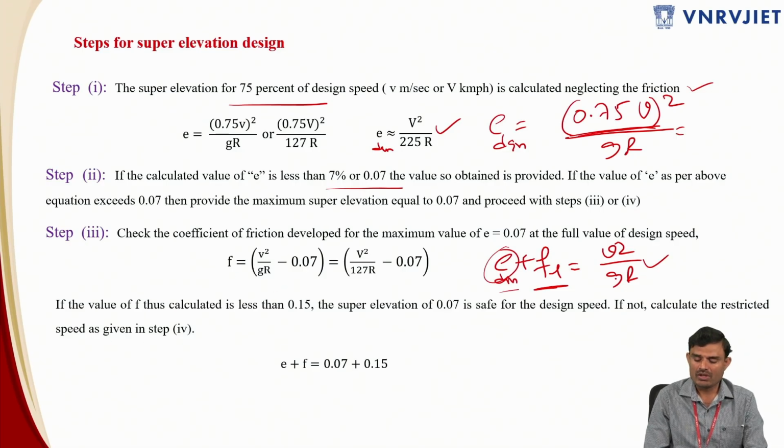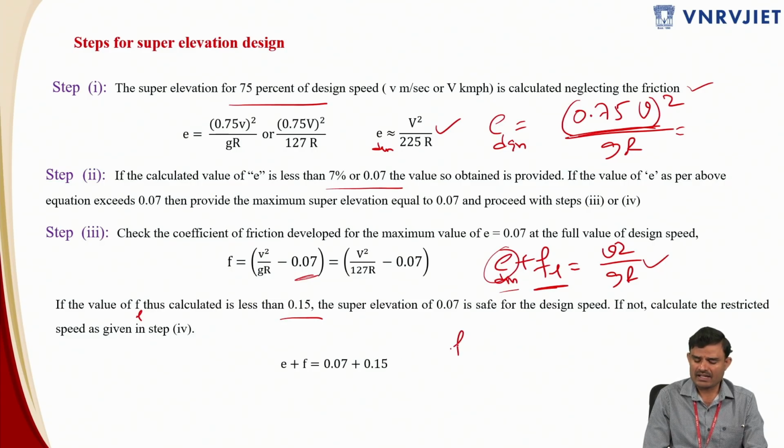So therefore fL is equal to v square by GR minus 0.07, only in this particular case, when the maximum superelevation is 0.07. But in other mountainous and steep terrains you can have 10%. So respectively the value is going to change over here. So if the value of fL thus calculated is less than 0.15, with superelevation 0.07, because we have restricted the design superelevation to the maximum, then we are restricting that.